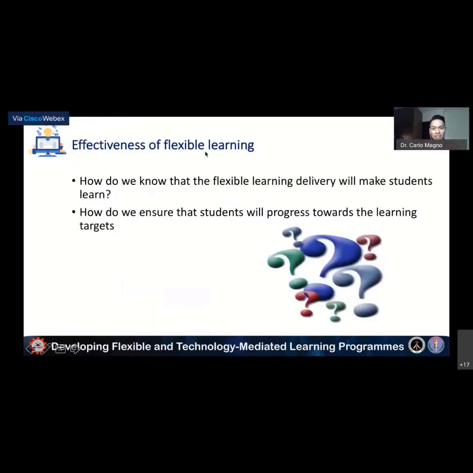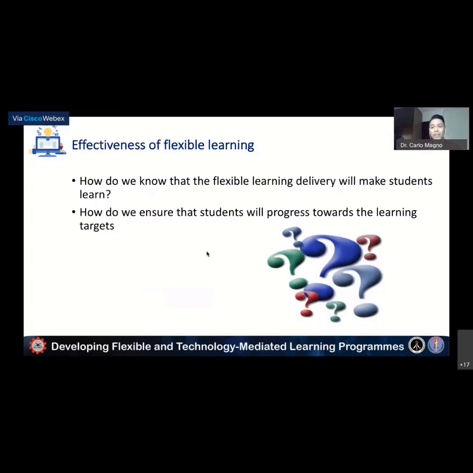Now, the question is, since this is mostly a widespread implementation of flexible learning across countries in Asia, a pressing question is, how do we actually know that flexible learning delivery will make students learn? How do we ensure that the students will progress towards the learning target? Many initiatives, many plans, and many policies have already been set, and these plans would have to be looked at on how effectively we deliver these particular plans.